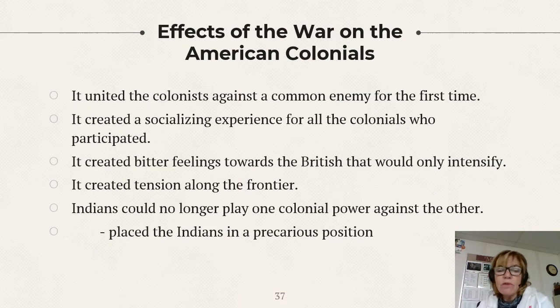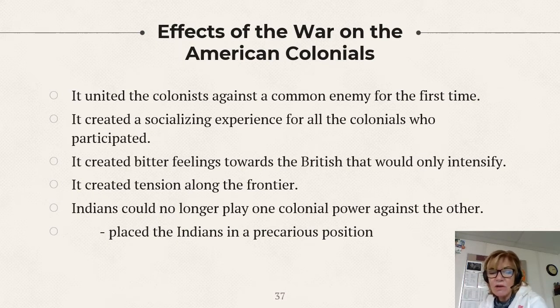Right. So for the colonies, if you remember, the Great Awakening was a unifying experience that the colonies had. This is another thing that they had too. They were united in the fact that they had a common enemy, which was the French. So it kind of brought them together. They start to know each other in different colonies, so a socialization experience was created, but they also share bitter feelings towards the British, and those feelings intensify.